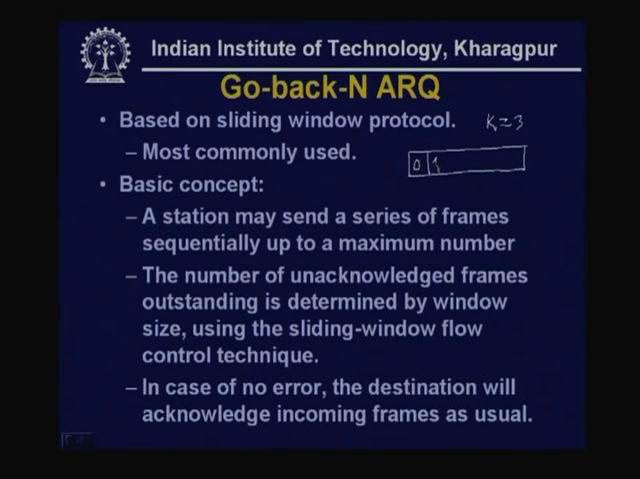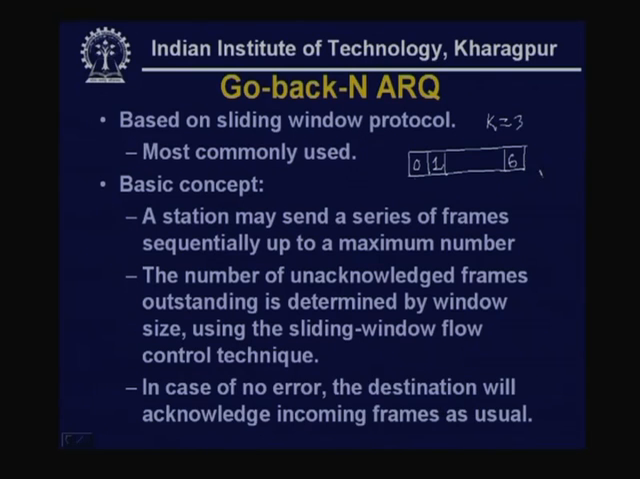So, the numbers are 0, 1 and up to 7, up to 6. So, so many frames can be sent without receiving an acknowledgement. So, 0, 1, 2 and all these frames can be sent without receiving any acknowledgement. That is the one idea. The number of unacknowledged frames outstanding is determined by the window size using the sliding window flow control technique, as we have already explained. In case of no error, the destination will acknowledge incoming frames as usual.